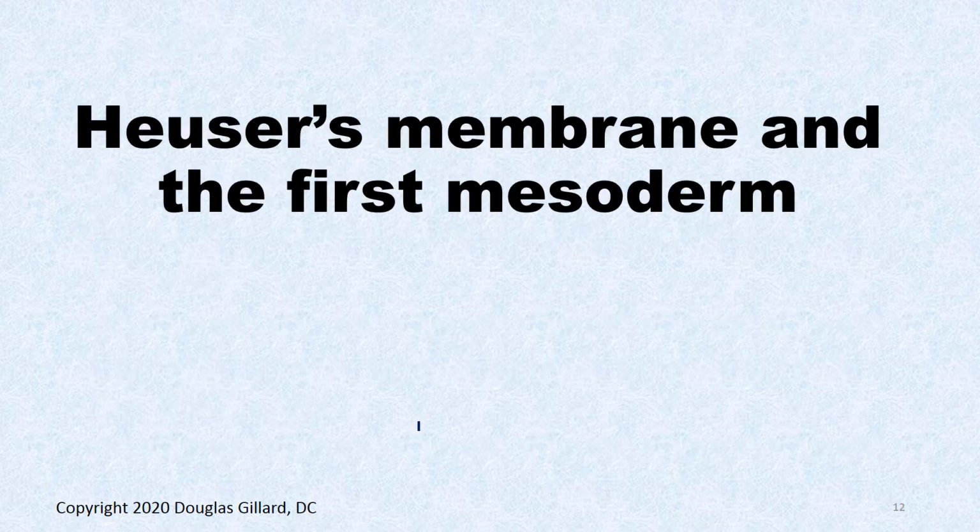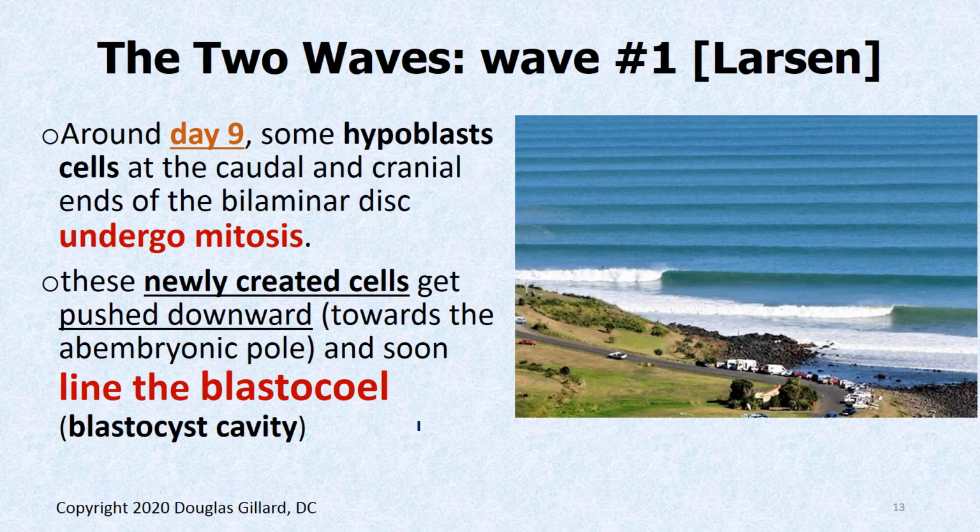All right, so now we're growing, we need to make some more structural changes. So the first thing we need to do is talk about Heuser's membrane. There are two waves of cells that are about to occur in an inferior direction.